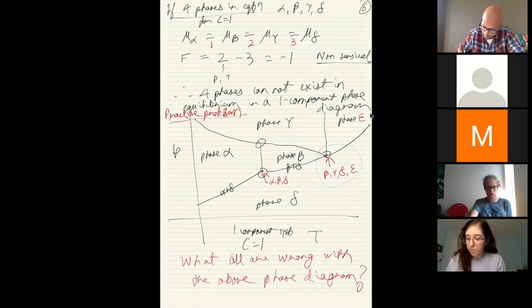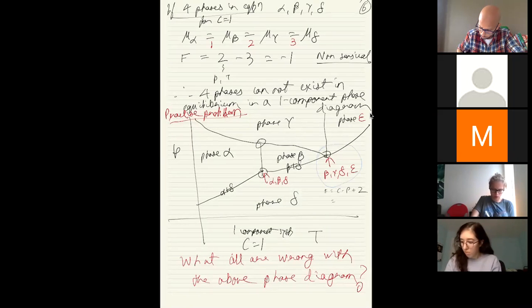Because if you look at it, we have our Gibbs phase rule, F is equal to C minus P plus 2. And this is a one component system. So C is 1. And there are 4 phases existing here. So 1 minus 4 plus 2. So that's minus 1. That doesn't make sense.